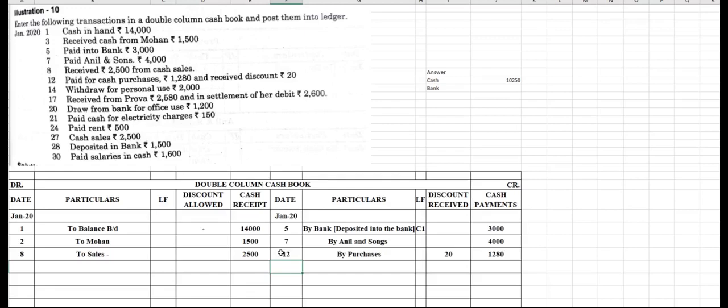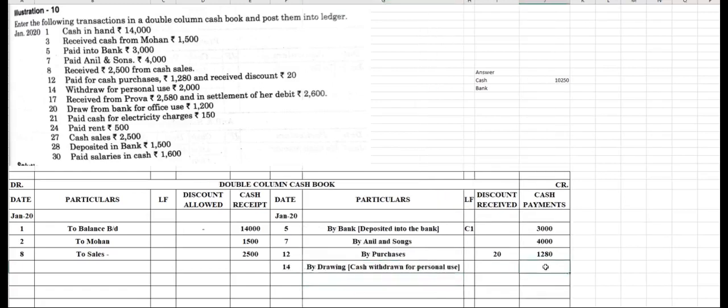No, this is cash withdrawn for personal use. Why? Because they have not said anything like check or bank, right? So here we are assuming that this is cash withdrawn for personal use, that is by drawings. In the bracket, I will specify cash withdrawn for personal use. That is how much amount? Withdrawn for personal use, 2000 rupees.